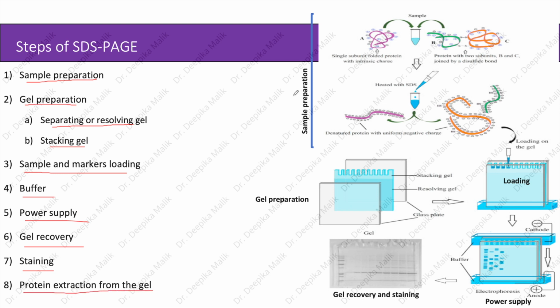The diagram here shows a sample that contained two different types of proteins, one with single subunit and the other with two subunits. On treating the sample, the folded structure of the protein unfolds and becomes a linear chain of polypeptides. After the sample has been prepared, next step is the gel preparation and then finally the loading of the sample into the gel. After providing the power supply, the sample gets separated based on their molecular weight, which can be detected by staining. Now let's discuss all these steps one by one in more detail.